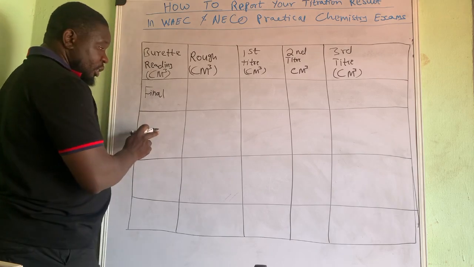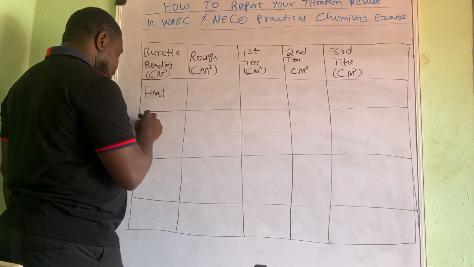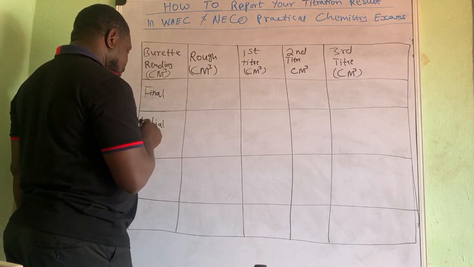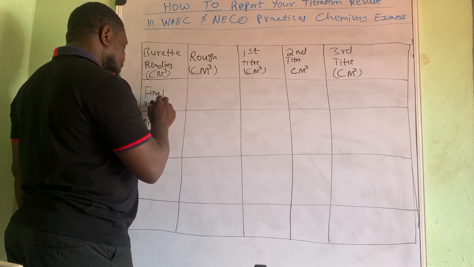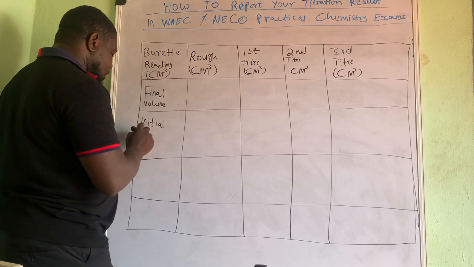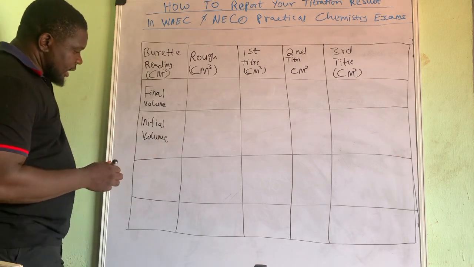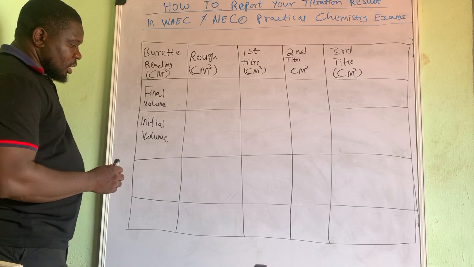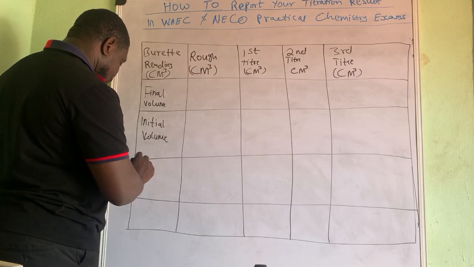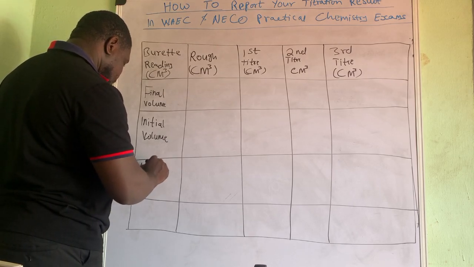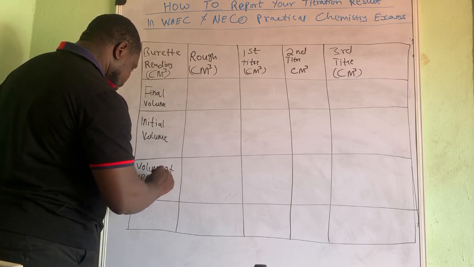In this second side, you write your initial volume. Then on the third column, you write volume of acid used. So: final volume, initial volume, and volume of acid used.